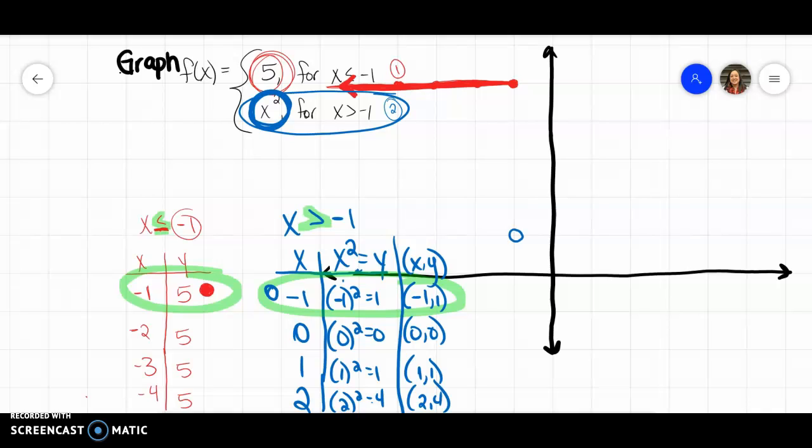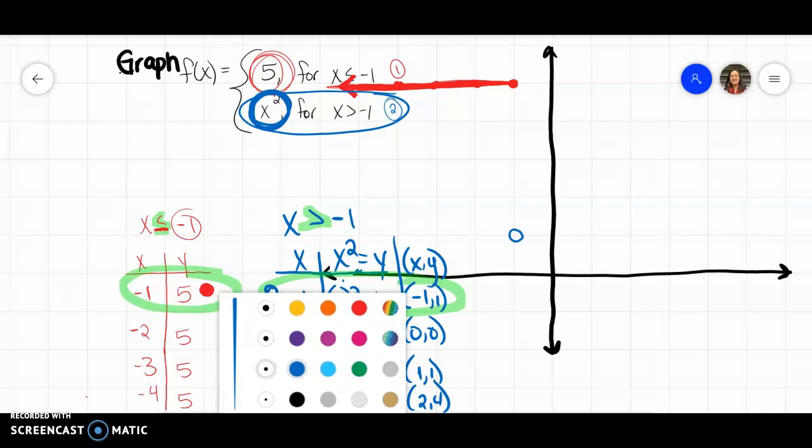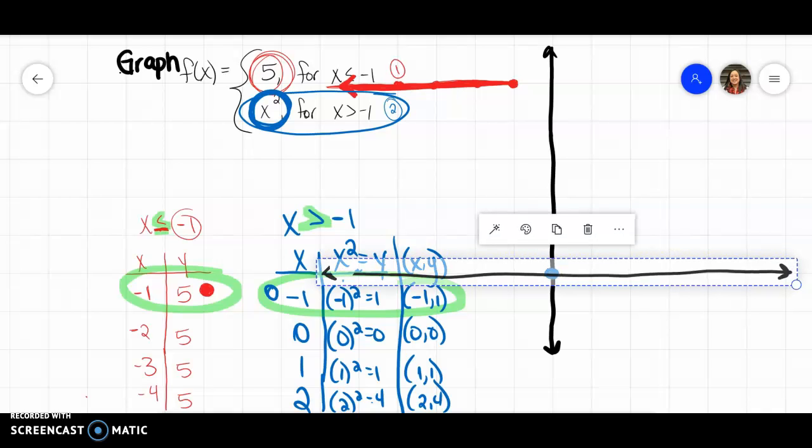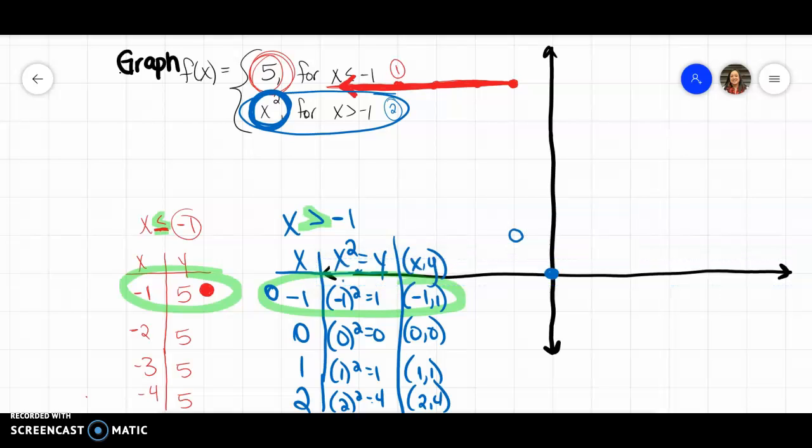Okay, so I have 0, 0. Oops, wrong color. Why is this not working for me? 0, 0. I have 1, 1. I have 2, 4. 1, 2, 3, 4. And that pattern is going to continue. So I'm going to just kind of draw this and let it keep going.